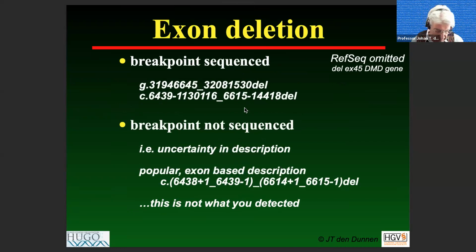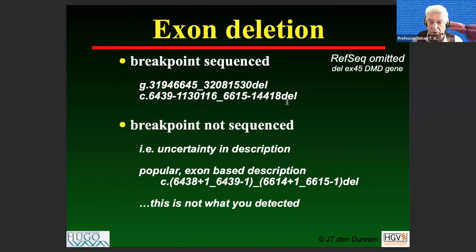A hot topic is exon deletions. When the deletion breakpoint is sequenced, the description can be very simple. I don't know whether or not you can see my mouse, but then you have a description like g. from position to position, there is a deletion. Or on a coding DNA level, of course, with the proper reference sequence added, 6439 minus, so from an intron position to an intron position, a deletion.